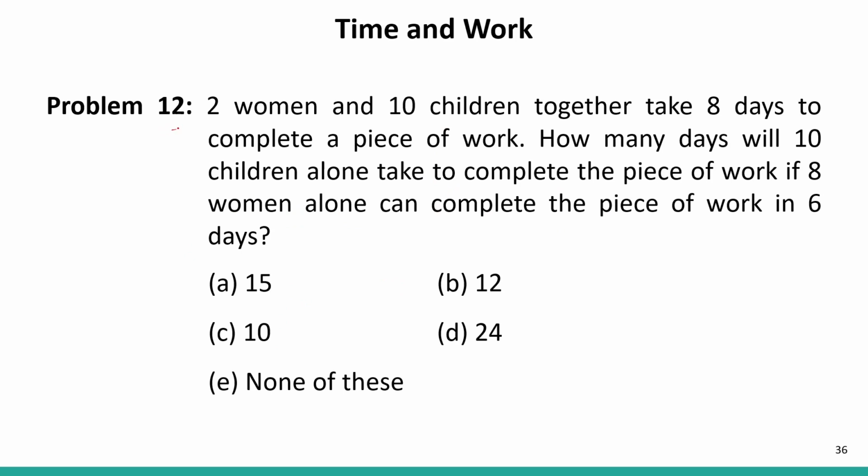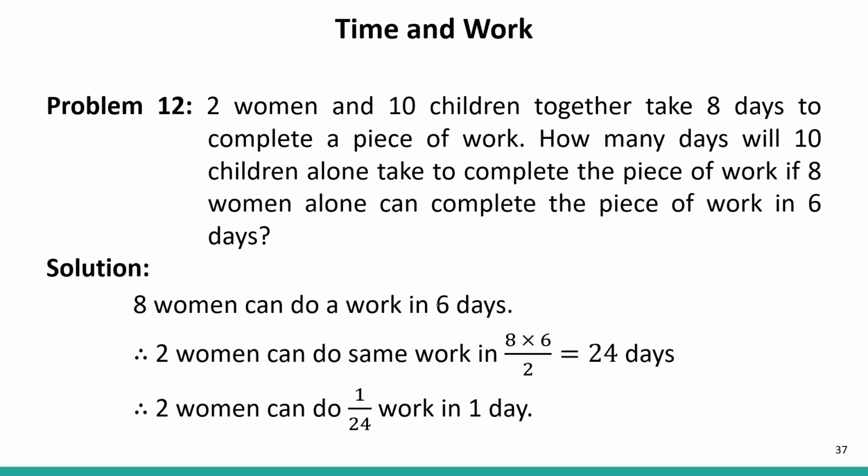Let's go forward with problem number 12. So 2 women and 10 children together take 8 days to complete a piece of work. Okay. So how many days will 10 children take to complete the piece of work if 8 women alone can solve it in what? 16 days. Okay. 8 women can do the work in 16 days. And 2 women can do the same work in 8 into 6 by 2 is equal to 24 days.